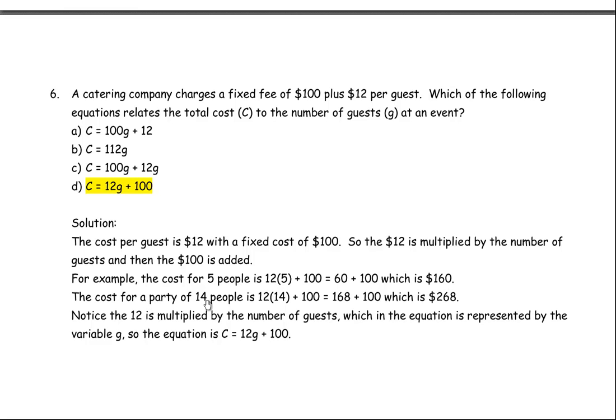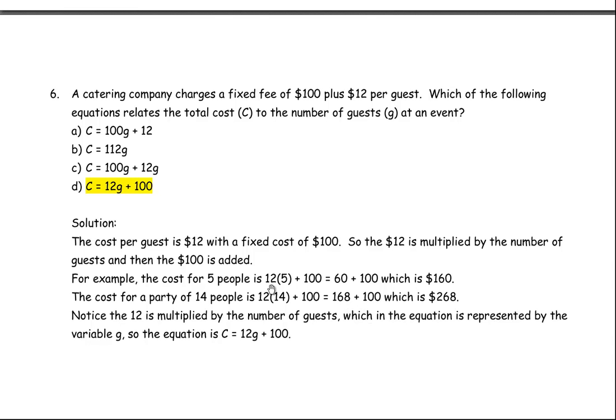For example, if you had 14 people, the 14 would be multiplied by the 12 because it's $12 for each of those 14 people. That's multiplication. Instead of going 12 plus 12 plus 12 plus 12, 14 times, that's really 12 times 14. So 12 times 14 is 168, plus the 100 is 268.